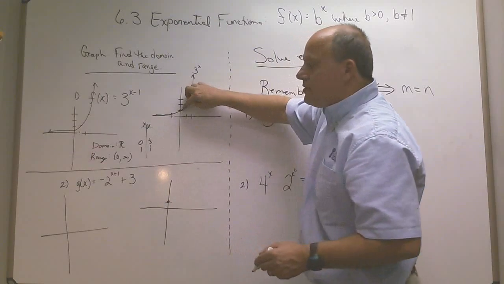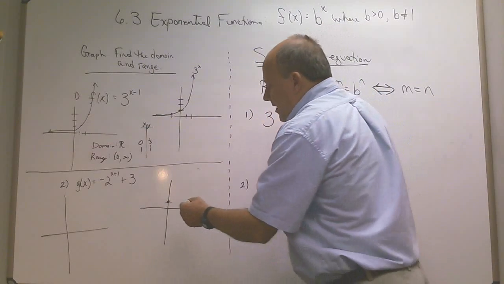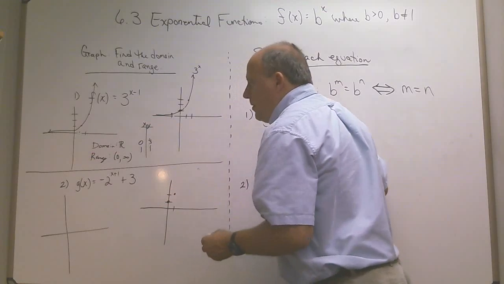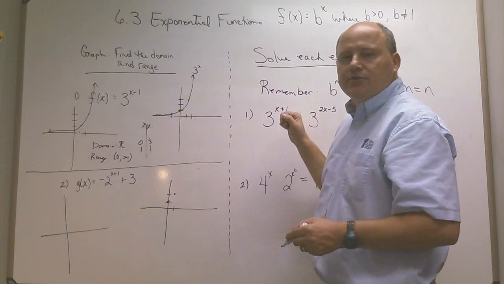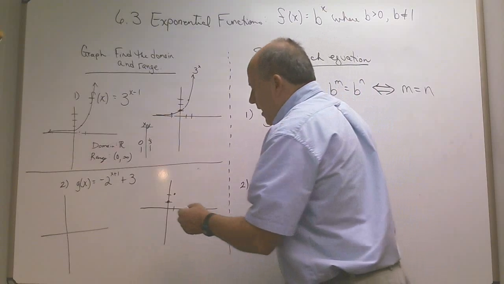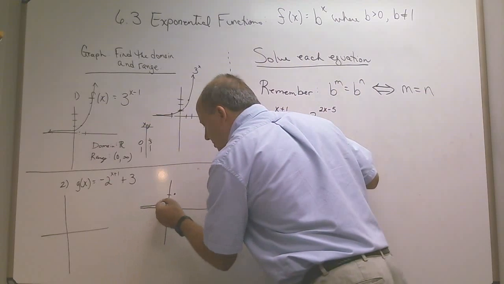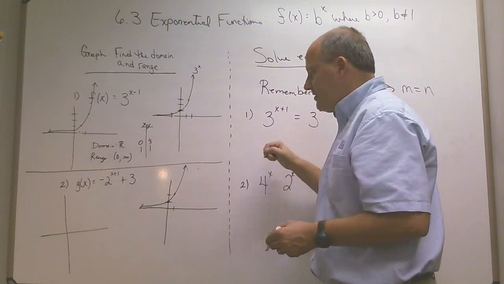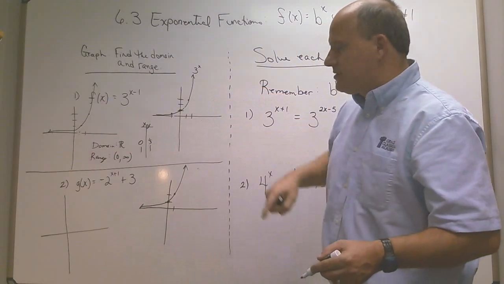Remember, they all go through 0, 1. And then when you put 1 in, you'll get 2, so it's 1 comma 2. And so after a few points, it looks like this. So you're like, well, that's 3 to the x. No, it's not. It's not quite as steep as 3 to the x.